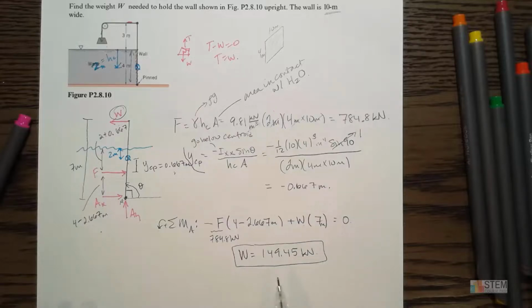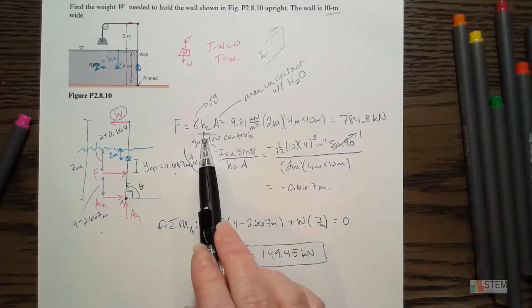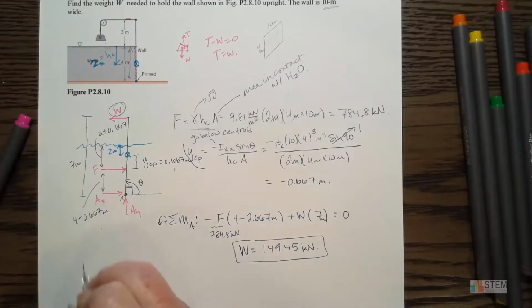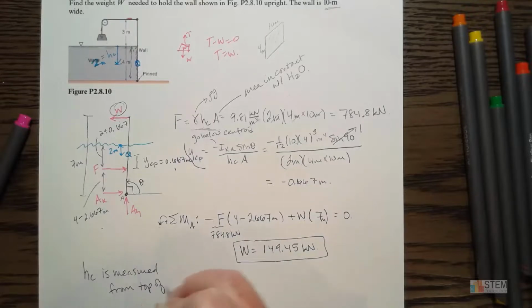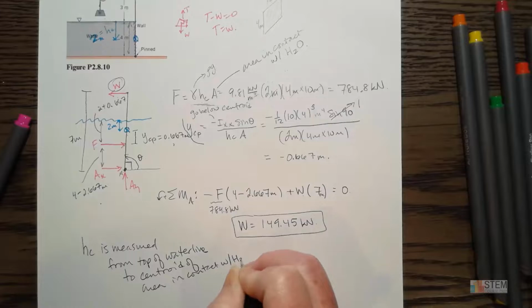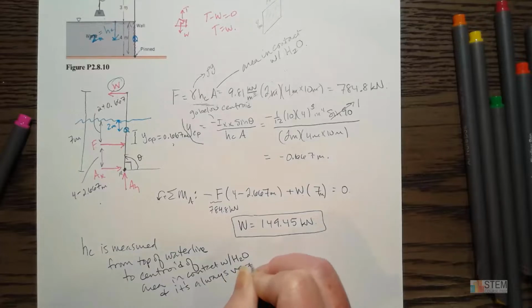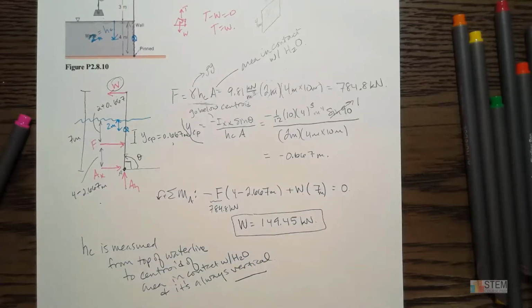Okay, but that's how you go about finding it. So horizontal force, we'll use this equation here. Remember, HC is measured from the top of the water line, and it's always vertical. So let's write that down. And it goes to the centroid of the area in contact with the water, and it is always vertical. Okay, so that's how we get HC.